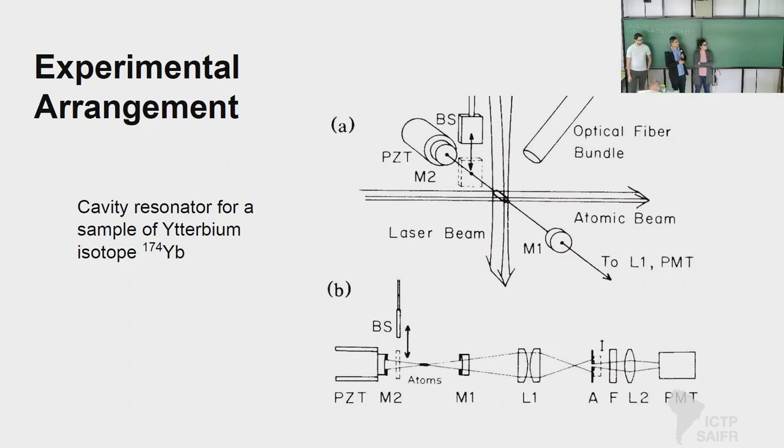Here we have a lens, here we have a filter and a photomultiplier, and here we have a transducer where the signal is detected and the photons are counted. So basically, that's all.